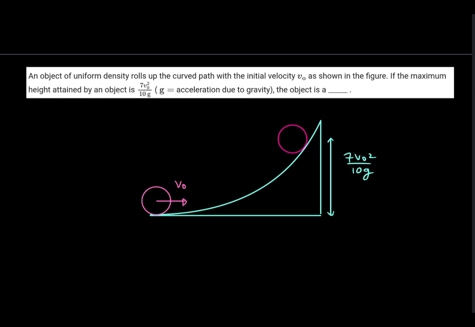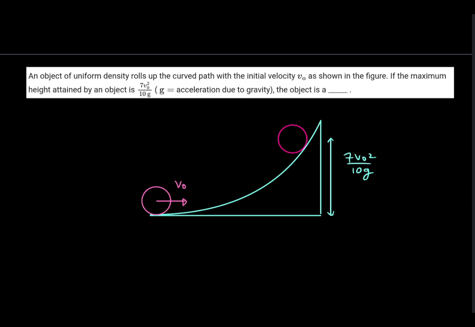So they have given that an object of uniform density rolls up a curved path with initial velocity v0 as shown in the figure. If the maximum height attained by the object is 7 v0 square by 10 g, where g is the acceleration due to gravity, the object is means what is the nature of the object, whether it is a solid sphere, solid cylinder, ring, disc, that you have to find out.